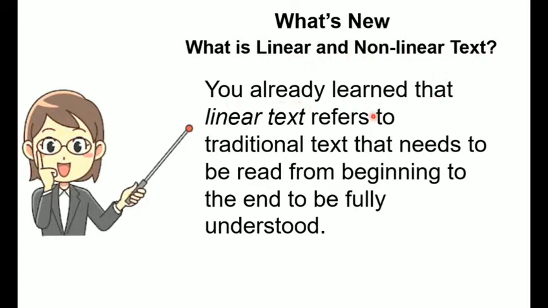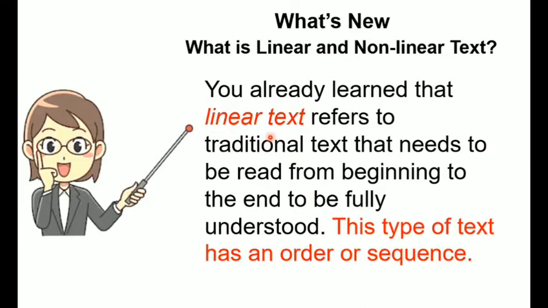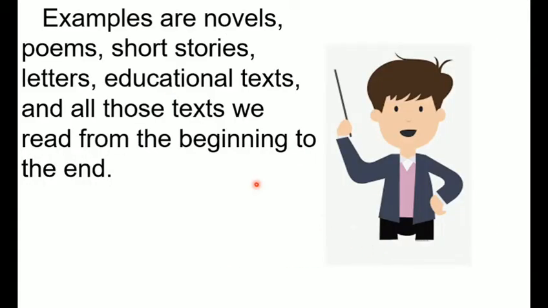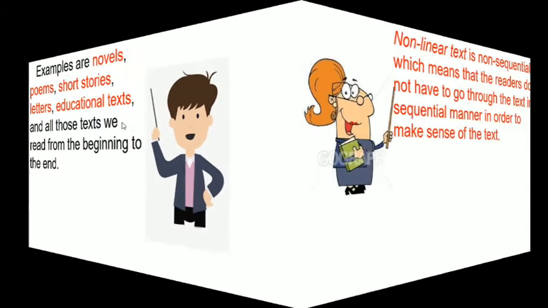You already learned that linear text refers to traditional text that needs to be read from beginning to the end to be fully understood. Okay. This type of text has an order or sequence. Examples are novels, poems, short stories, letters, educational texts, and all those texts.